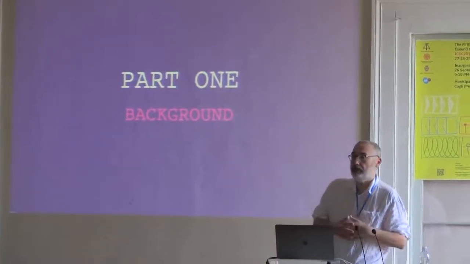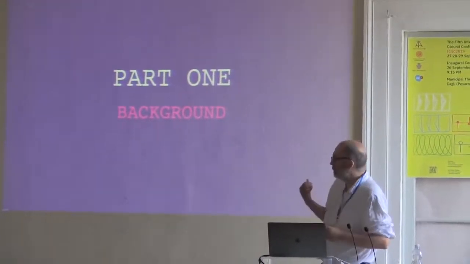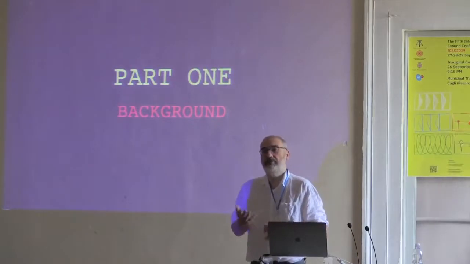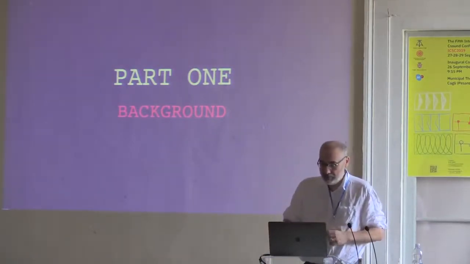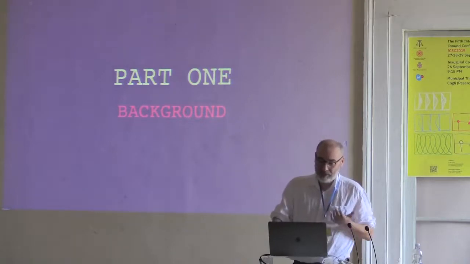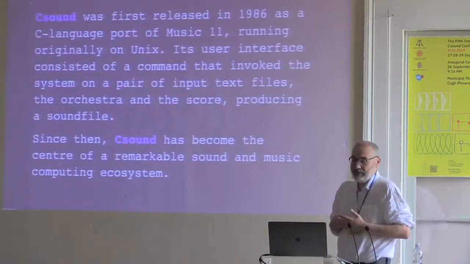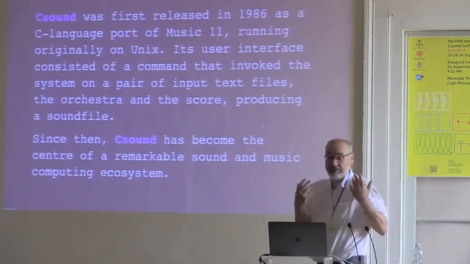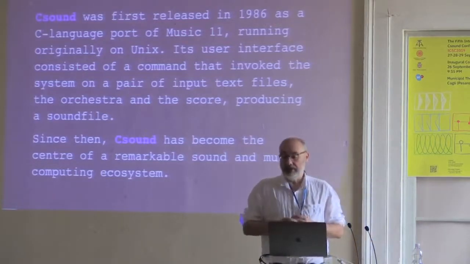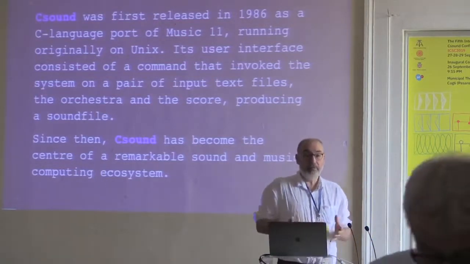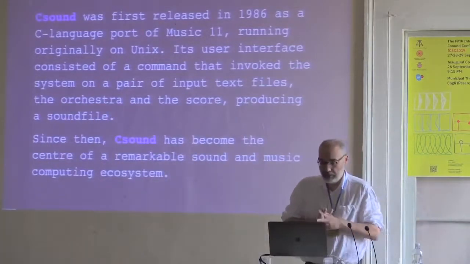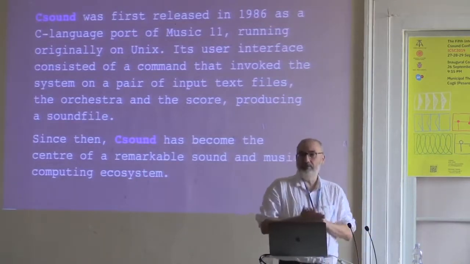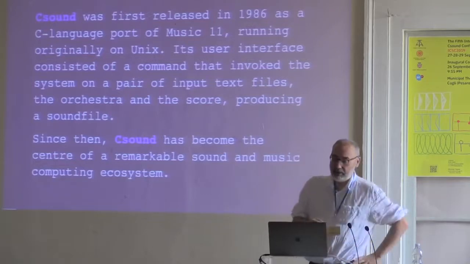So I'm going to start, and it's inevitable that I would like to go a little bit back, and we could go back all the way to drumming in Africa, but I think I prefer to start with the beginning in Csound. So Csound was first released in 1986, and there was a C language port of Music 11, as many of you know, and that originally ran in Linux, and we have here a couple of our Music 11 veterans, Rick and John, who could tell us a lot about how that worked.